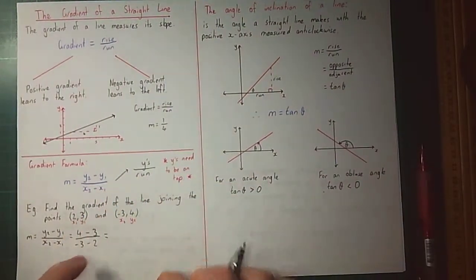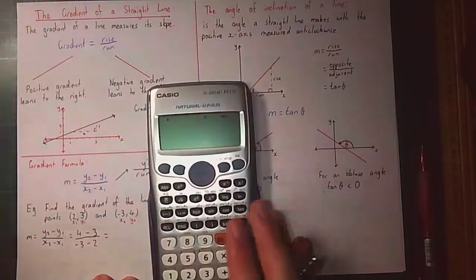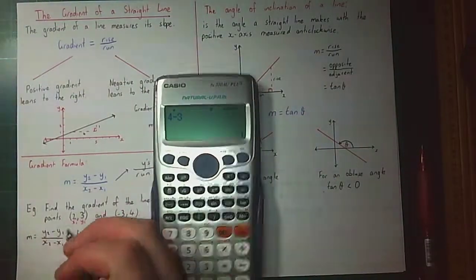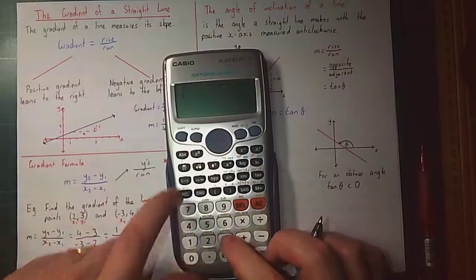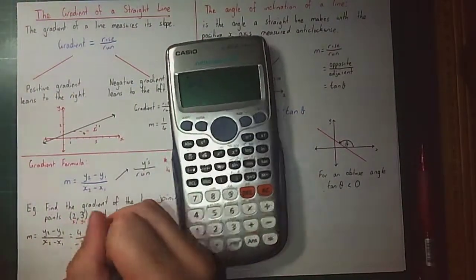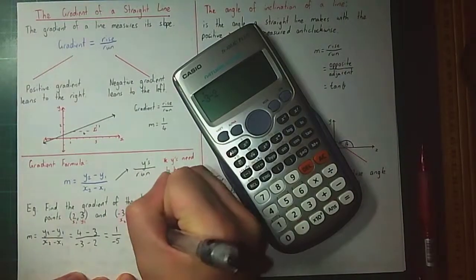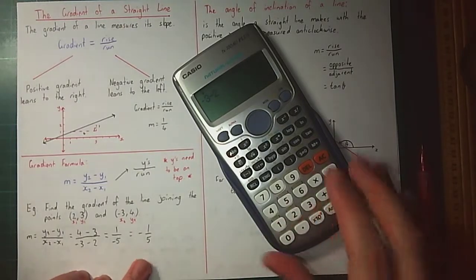Feel free to work this out in your head. Just for ease, I'm going to do it on the calculator. So first of all, we've got 4 minus 3, which of course is 1, over negative 3 minus 2, which is negative 5. So our answer is negative 1 over 5. That, of course, is a correct answer as well, 1 over negative 5. This is just a neater way. I prefer to write it this way.